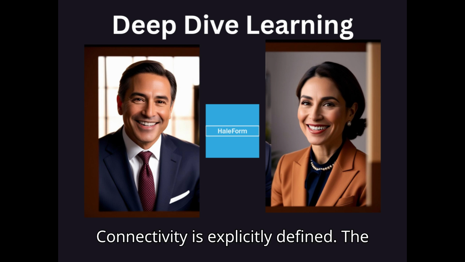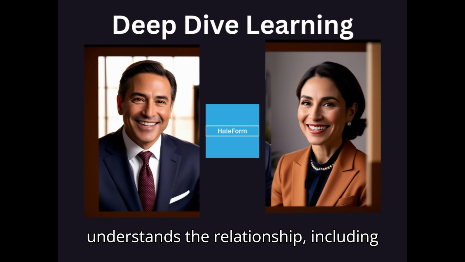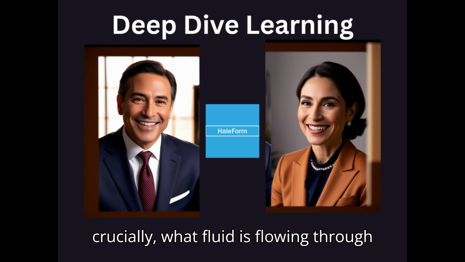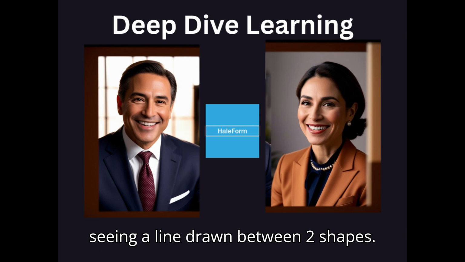What else? Connectivity is explicitly defined. The system knows that this pipe connects, say, pump P101 outlet nozzle to vessel V200 inlet nozzle B. It understands the relationship, including, crucially, what fluid is flowing through that pipe. That's a big step up from just seeing a line drawn between two shapes.